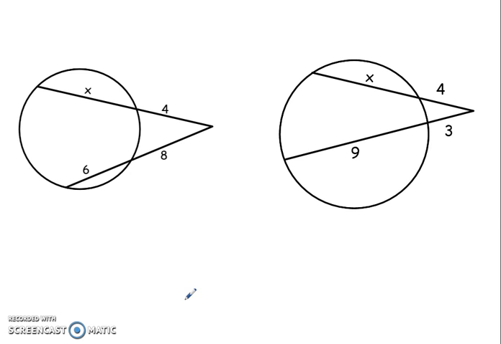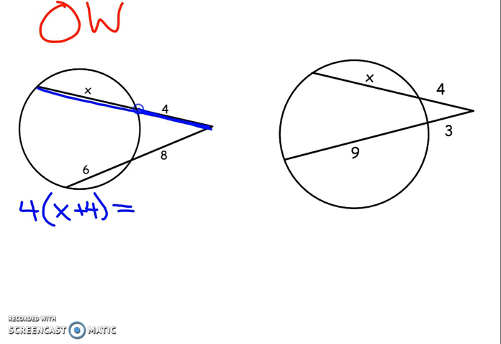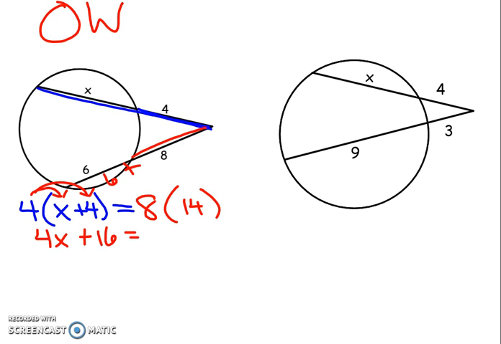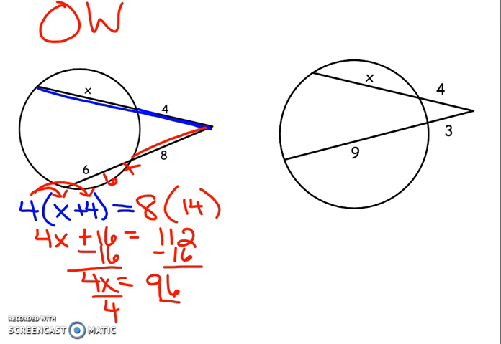Alright, so we want to remember the word OW, outside times whole. So our outside part on the top is the 4, and then we need the whole segment, so we have to add the x and the 4 together. On the bottom one, our outside part is 8. And then we have to add the 6 plus the 8 together to get to 14. That's the whole thing. All right, so now we're going to distribute. So 4x plus 16 and 14 times 8 is 112. Now we have to get our x by itself. So we're going to subtract our 16. 4x equals 96, divided by 4. So x equals 24.